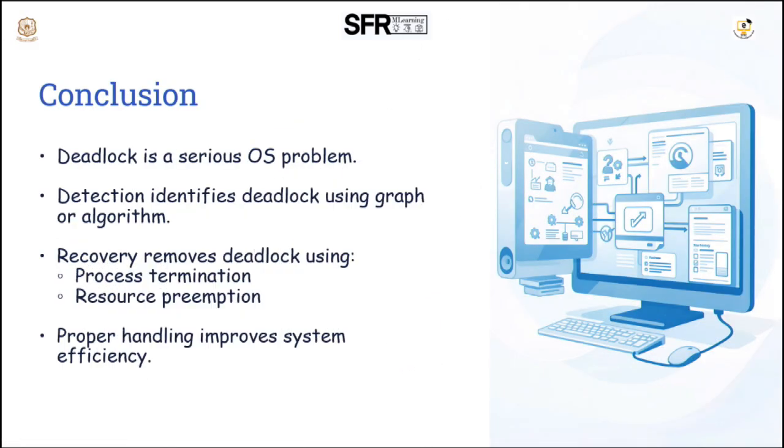Conclusion. Deadlock is a serious OS problem. Detection identifies deadlock using graph or algorithm. Recovery removes deadlock using process termination and resource preemption. Proper handling improves system efficiency.